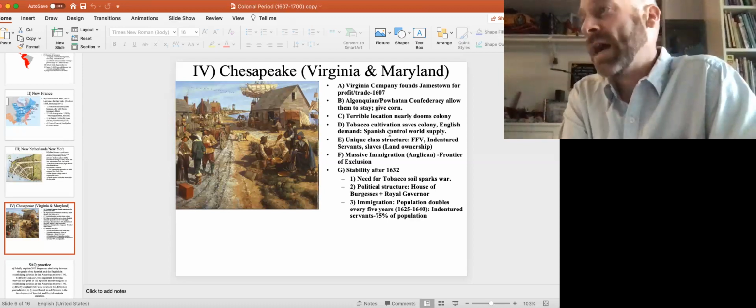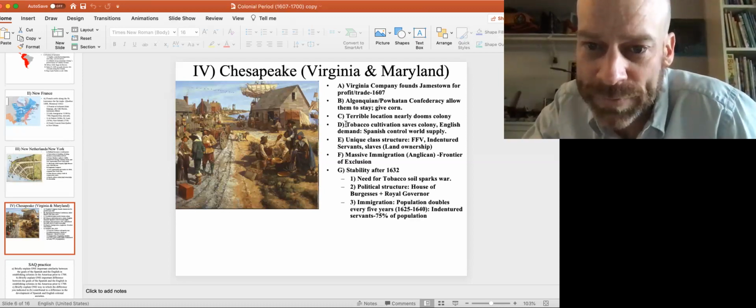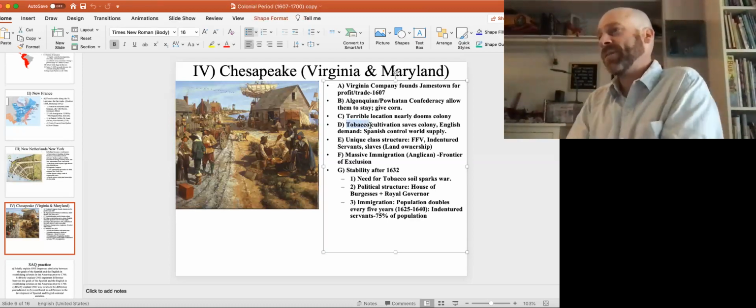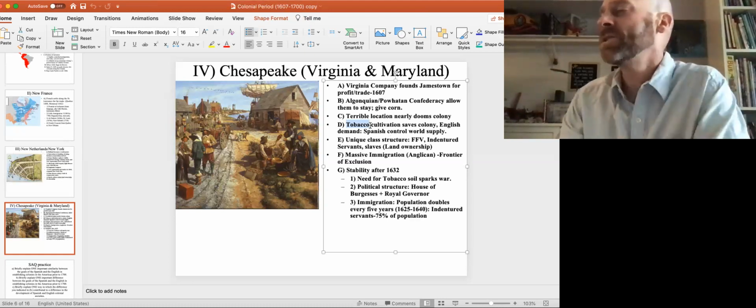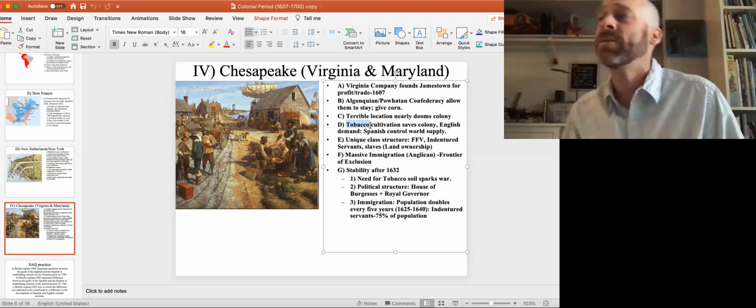Yet the colony survives, and mainly it survives because of tobacco. Tobacco becomes the lifeblood of this colony, that finally they realize, put away the picks and shovels and pans and chemicals. We're never going to find gold and silver. Let's grow tobacco instead.